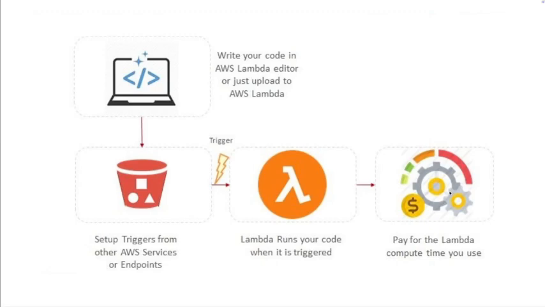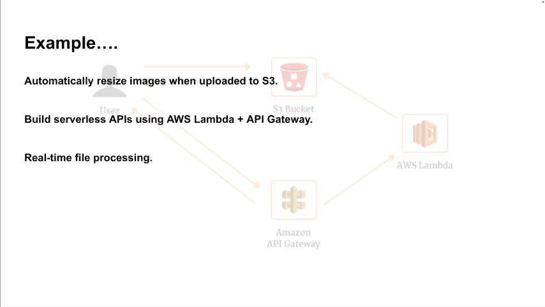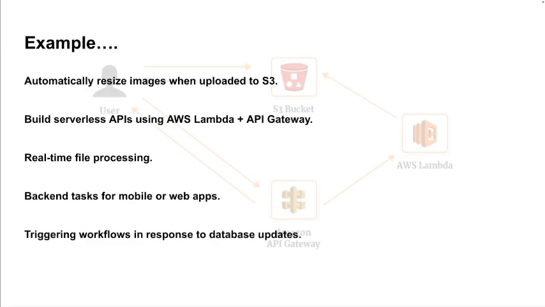So we'll be looking at a simple example. You can automatically resize images when uploaded to an S3 bucket. You can write a function that resizes images and maybe uploads them to another S3 bucket folder. You can build different types of real-time file processing applications, backend tasks for mobile and web apps, and trigger workflows in response to maybe a database update. You can write a trigger such that once a particular type of update is made to a database, the Lambda function is called to execute the trigger.